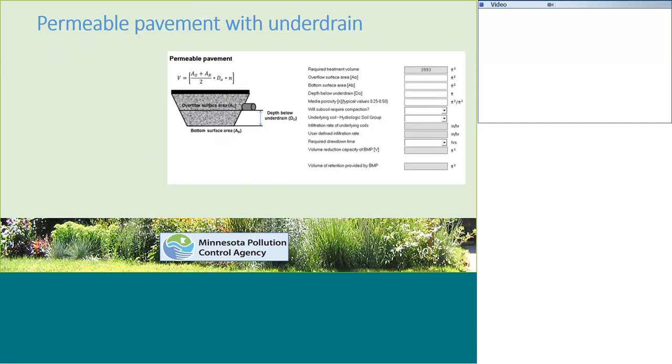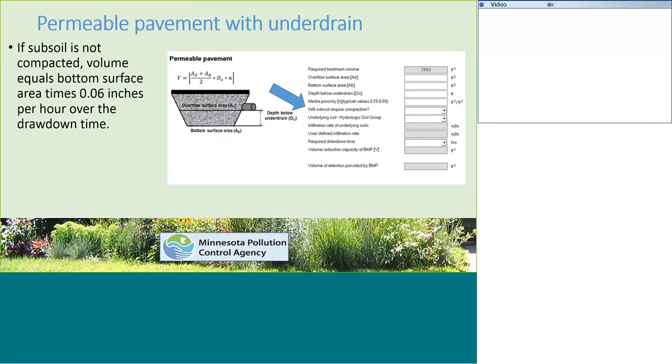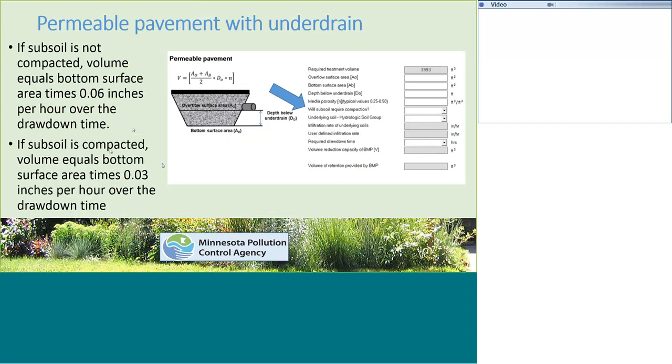Permeable pavement with an underdrain. We are asking the question now, are you going to compact your subsoil? If you answer no, you keep the infiltration rate for D soil, which was in the calculator before, which is 0.06. So while this is draining, you're getting 0.06 inches per hour drainage through the bottom. If you answer yes to this question, we reduce it to 0.03 inches per hour, because you've done some compaction in your system and reduced the infiltration rate. At least that's the assumption. Again, it's not going to be a big number because these are pretty low infiltration rates, but it may make a bit of a difference.